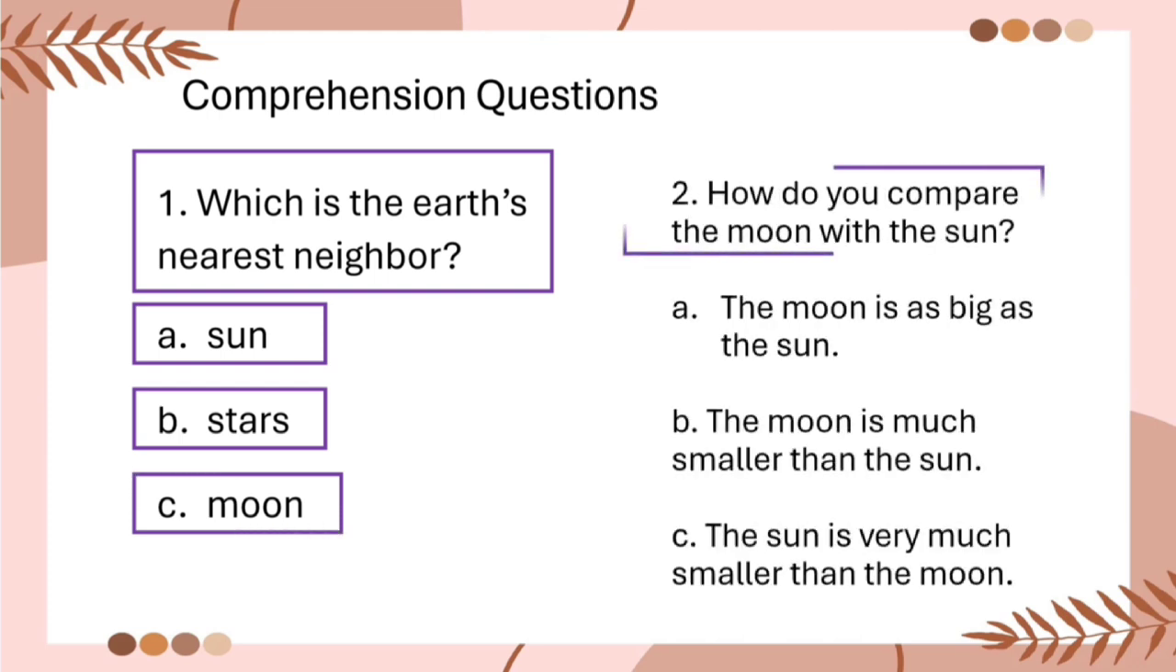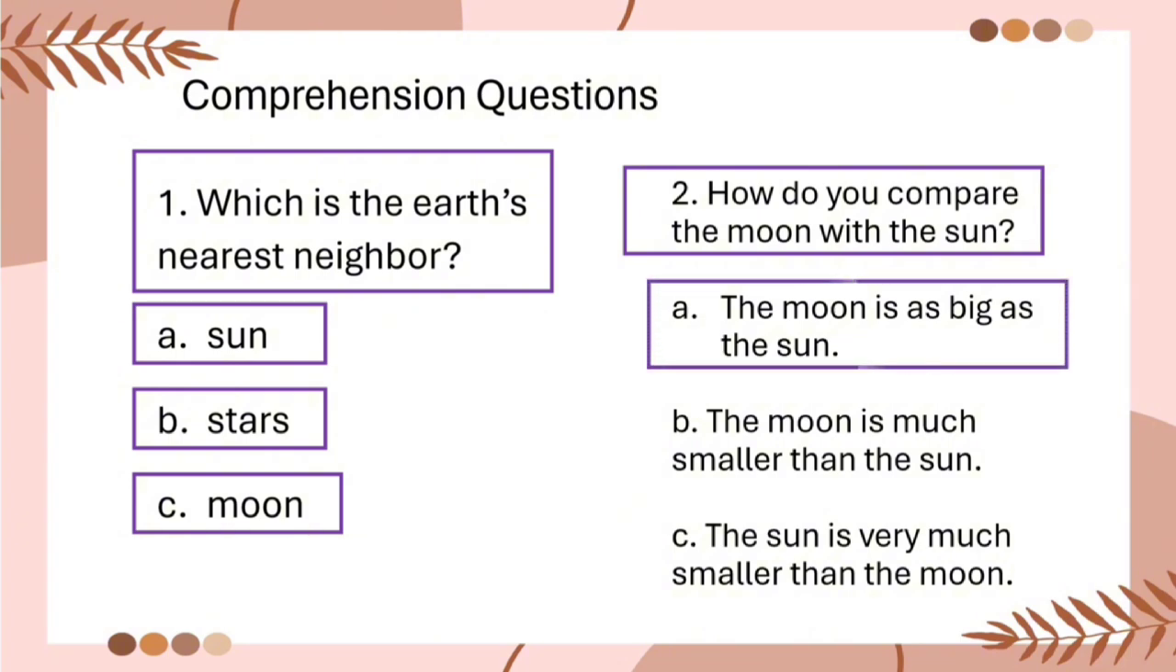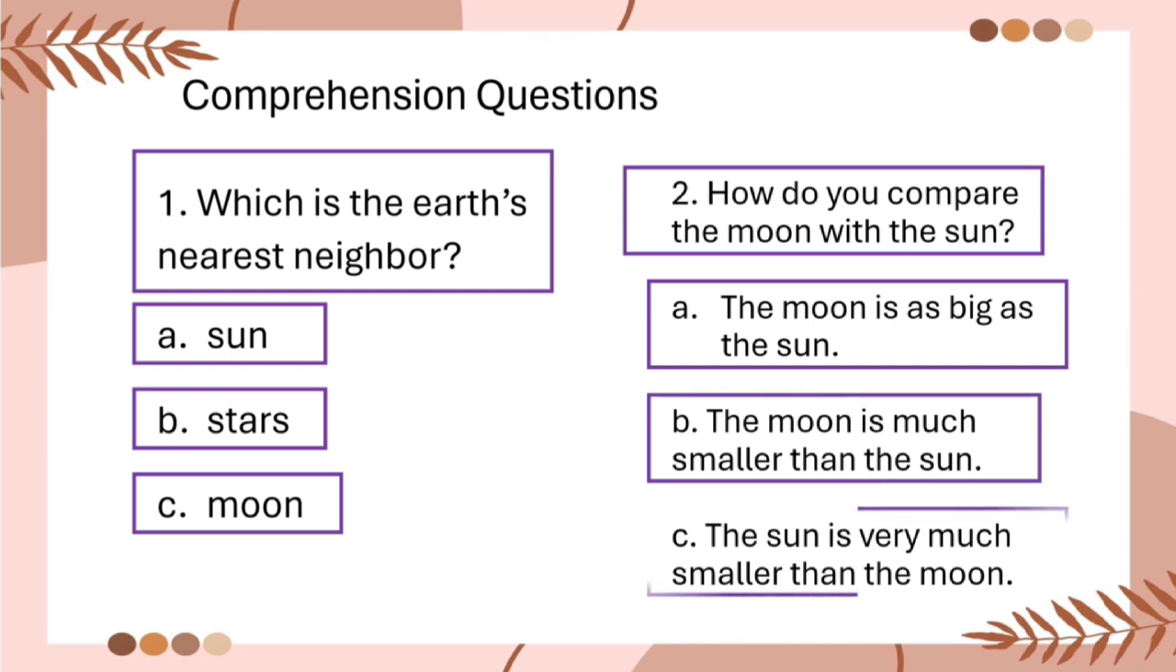2. How do you compare the moon with the sun? A. The moon is as big as the sun. B. The moon is much smaller than the sun. C. The sun is very much smaller than the moon.